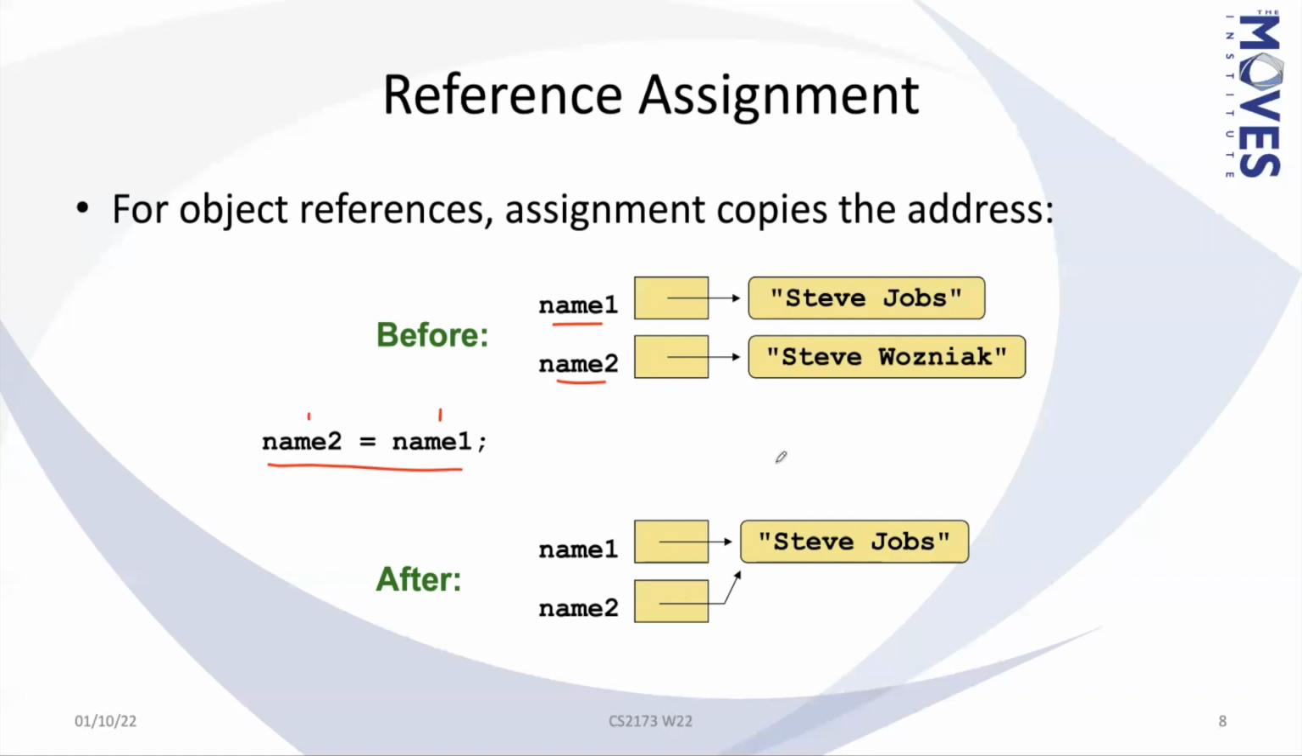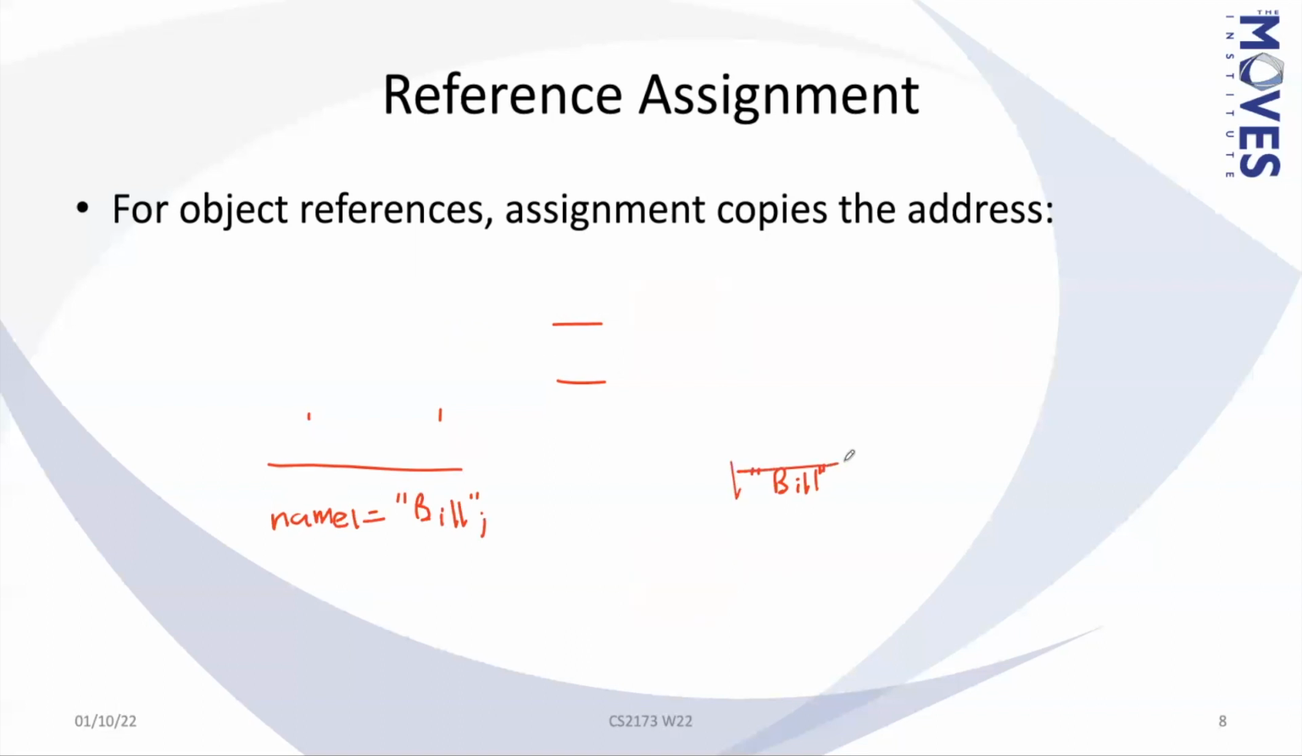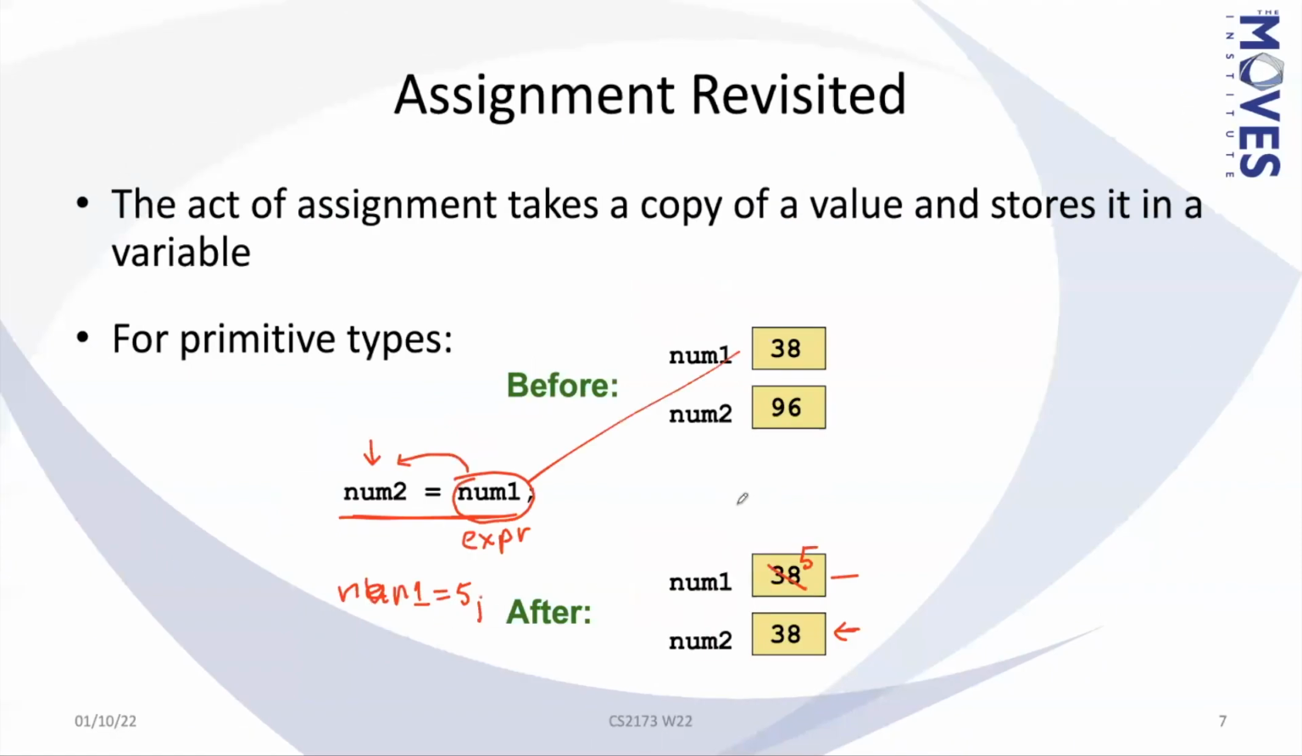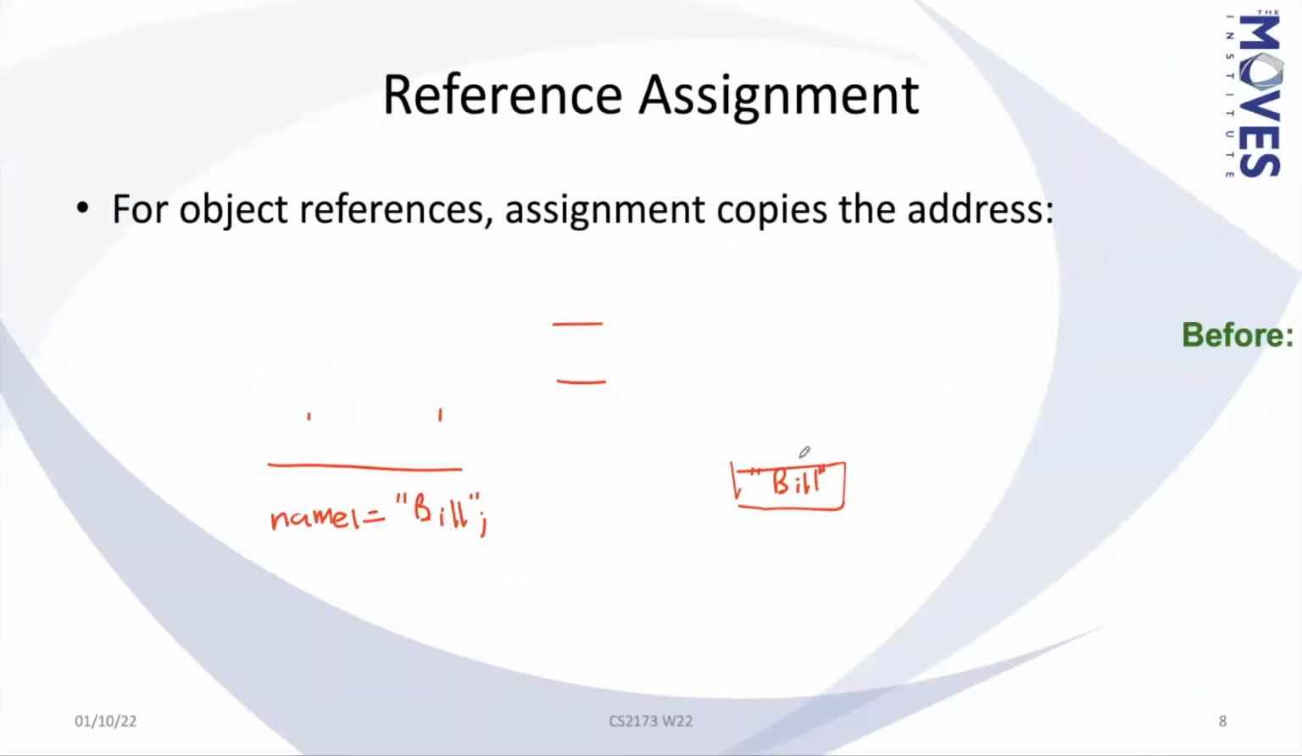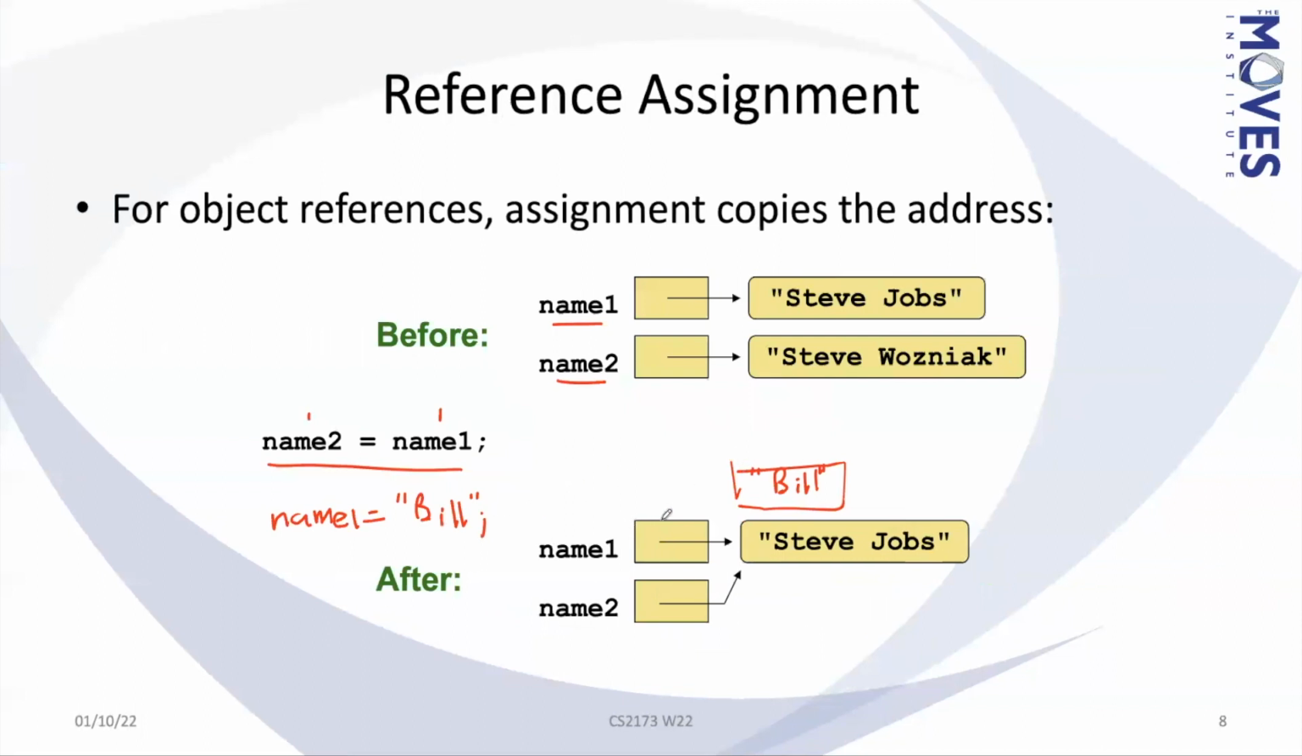Now, once again, if I were to say name1, if I change that to, oh, let's make it his buddy Bill. Okay, so again, what that will do is create somewhere an object. Okay, so then what that will do is say now this points to Bill, but name2 still points to the old one.